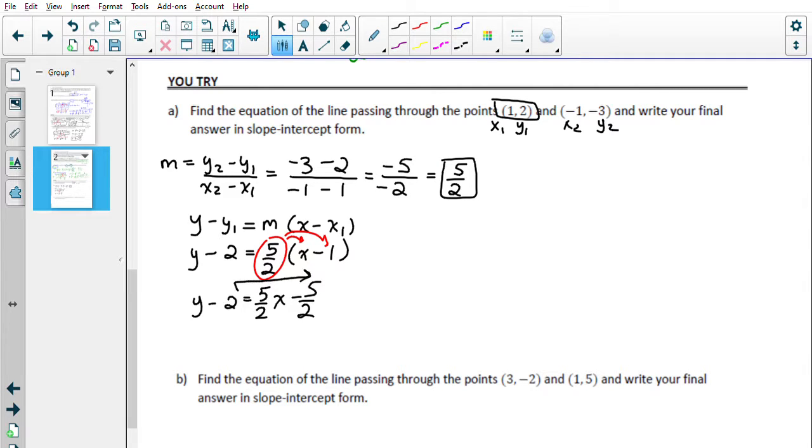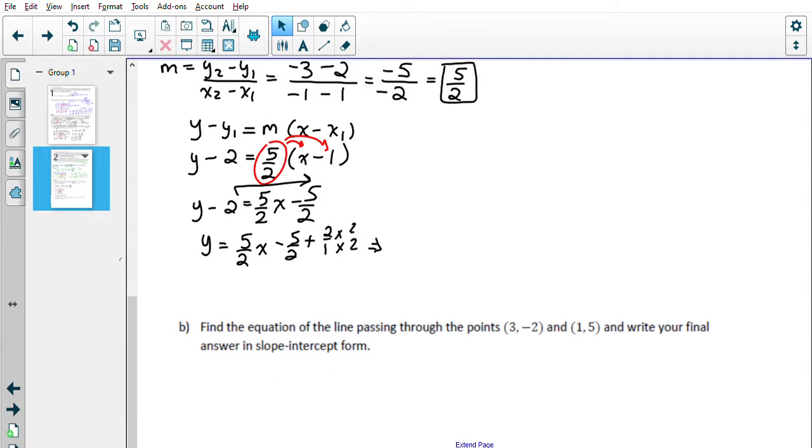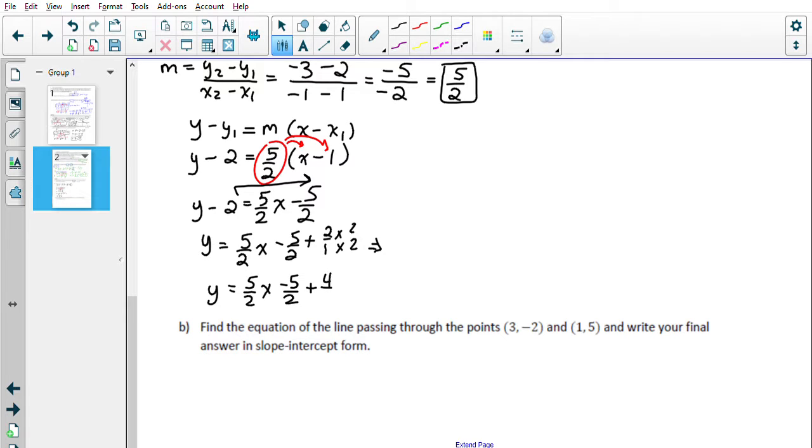This -2 will come to the other side. You will get 5 over 2 x minus 5 over 2 plus 2 over 1. You'll multiply this by 2. That will give you y equals 5 over 2 x minus 5 over 2 plus 4 over 2. So the equation is y equals 5 over 2 x minus 1/2.